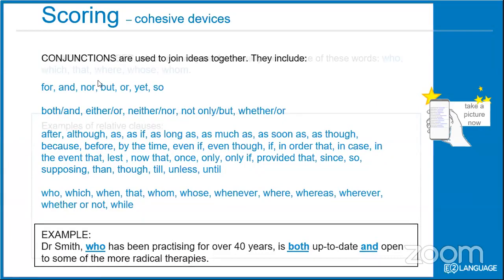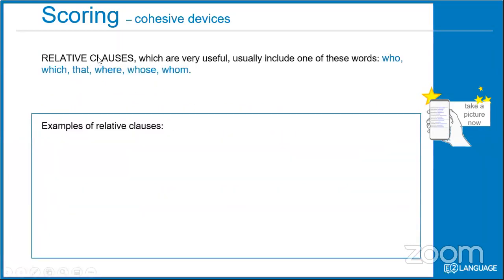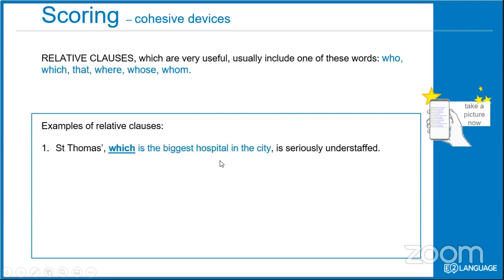So relative clauses, which we just saw in that sample sentence, and to explain, we're using the relative clause. Relative clauses, which are very useful, usually include one of these words: who, which, that, where, whose, and whom. So have a look at these examples.